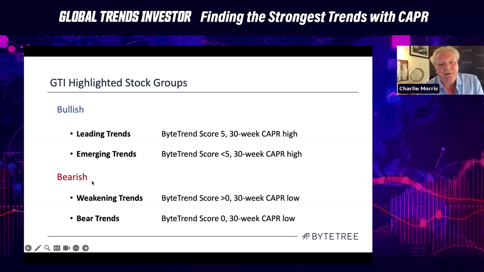On the bearish side, the same thing in reverse. The ByteTrend score is not a 0, so it's not quite in a bear trend, but it's not doing too well. It's made a low. It's trading at the lowest point it has done in the last 30 weeks.